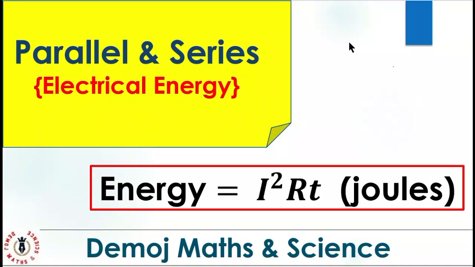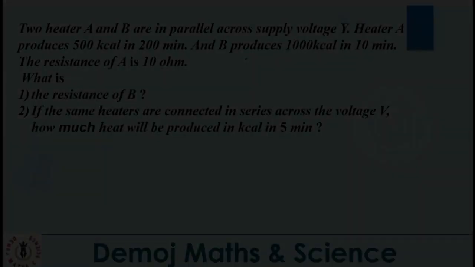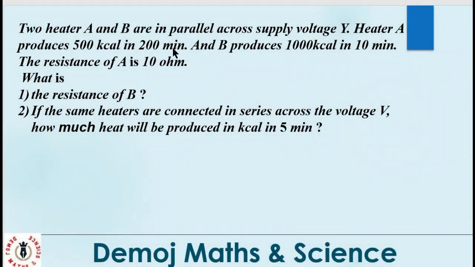Welcome back to class. In this lesson, we'll use a worked example to see how to calculate electrical energy in series and parallel circuits. The worked example says two heaters A and B are in parallel across supply voltage V. Heater A produces 500 kilocal in 200 minutes. B produces 1000 kilocal in 10 minutes. The resistance of A is 10 ohms. What is the resistance of B?